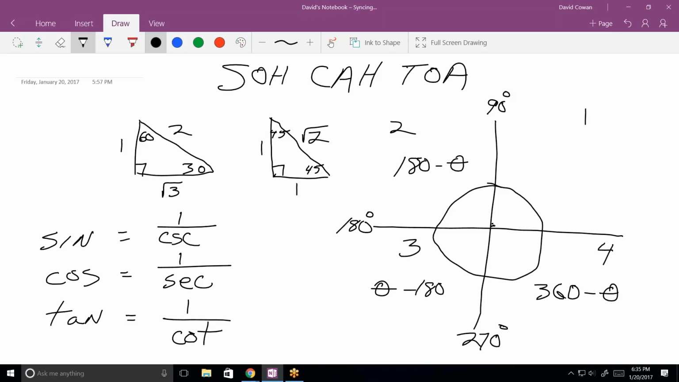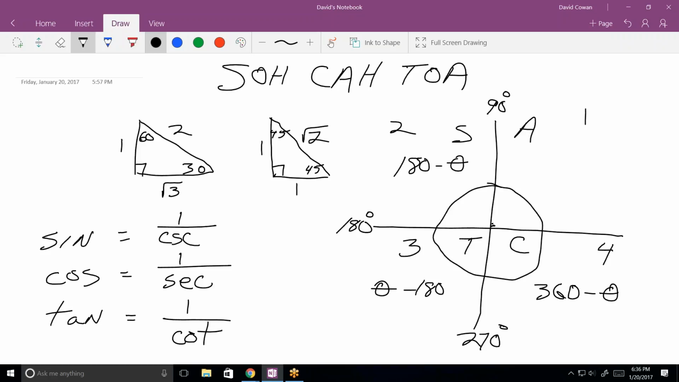I'm going to add one other thing. All Students Take Calculus. Have you heard that expression? No. You will. Here's what it means. In the first quadrant, all 6 trig functions are positive. In the second quadrant, only the sine and its reciprocal, cosecant, are positive. Everything else is negative.